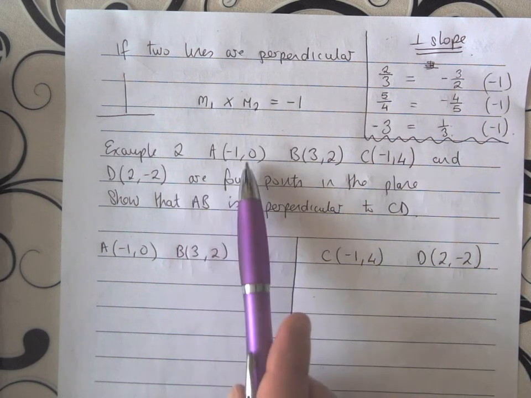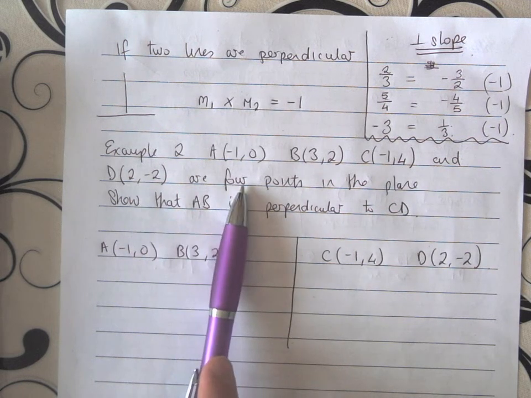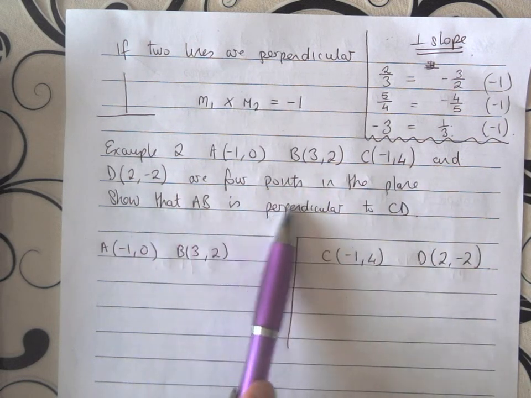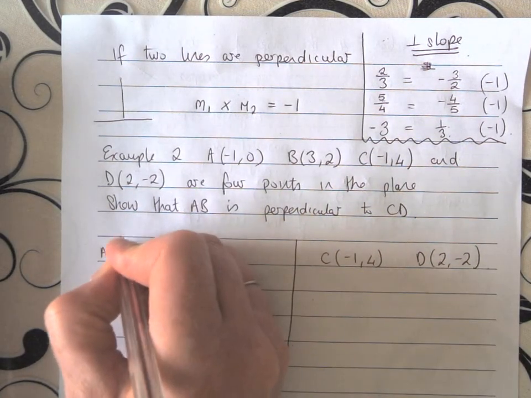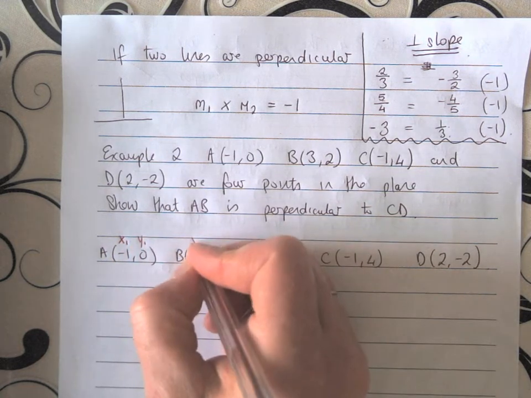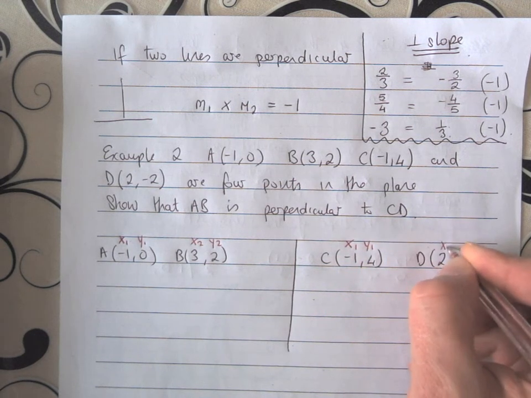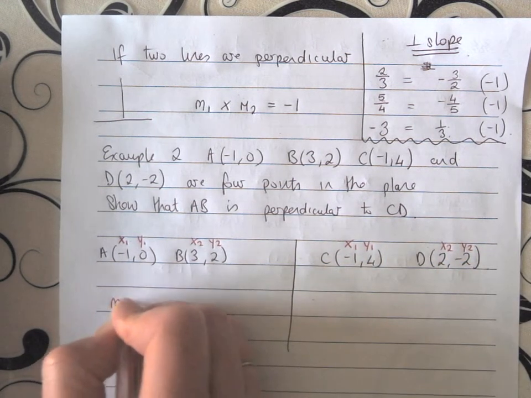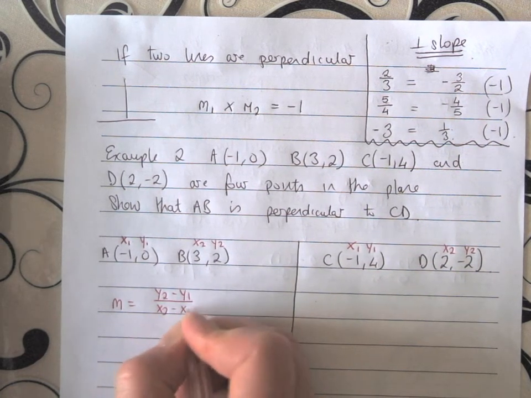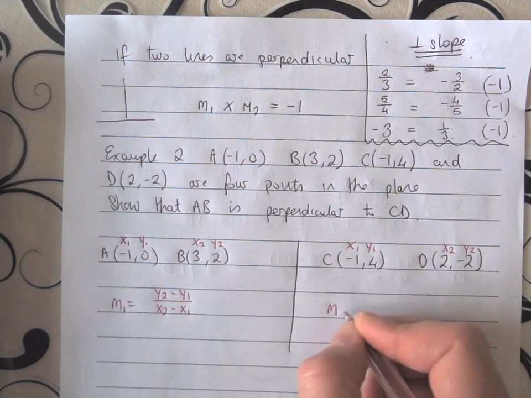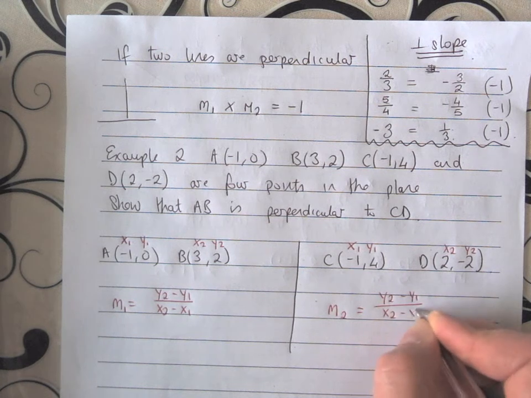So here's an example. A is (-1, 0), B is (3, 2), C is (-1, 4), and D is (2, -2). Our 4 points in the plane, show that AB is perpendicular to CD. So we need to get the slope of AB. We set them up as x1, y1, x2, y2. Your slope formula is y2 minus y1 all over x2 minus x1. So we'll call this M1 and we'll call this one M2.